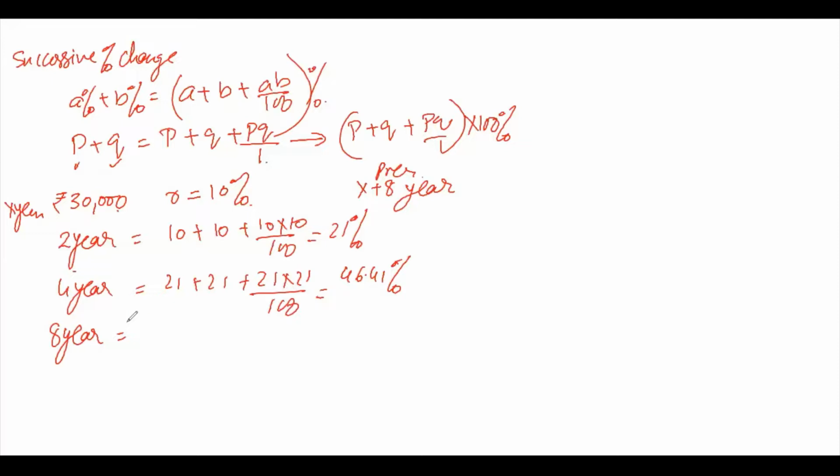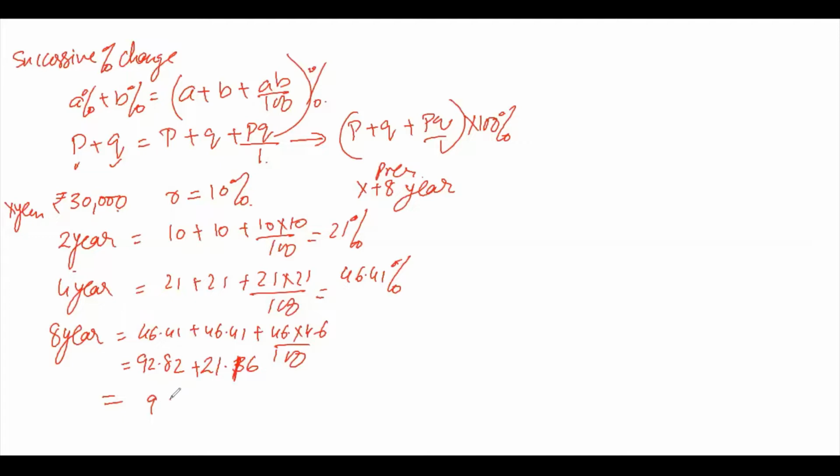I want to find out how much would be the increment in 8 years. So you can understand there is no formula directly for 8 years. But what you do is, if you find it for 2 years, you can continue it for 4 years, and then you find it for 8 years. So for 8 years, it is 46.41 plus 46.41 plus 46 into 46 by 100. I have ignored 0.41 because that is negligible. So I'll say it is 92.82 plus 46 square upon 100, which is about 21. So that gives you 93 plus 21.